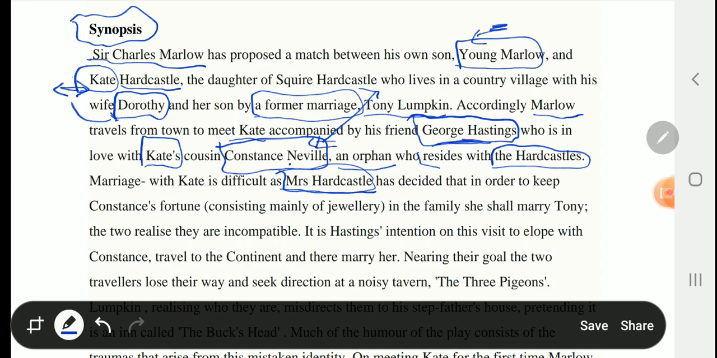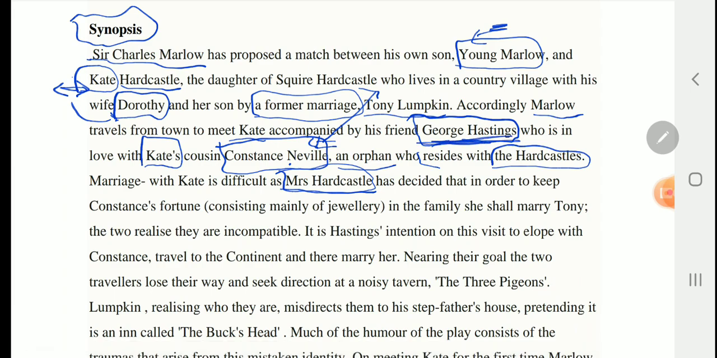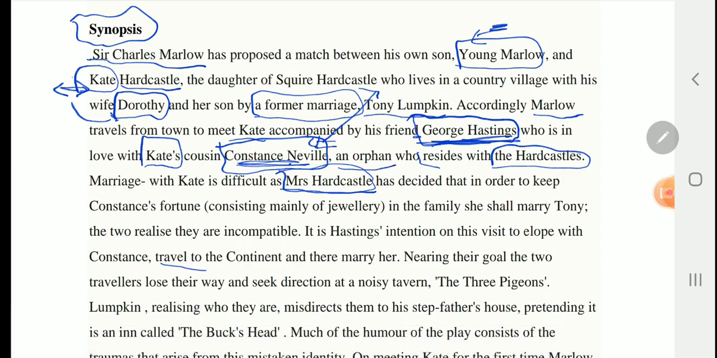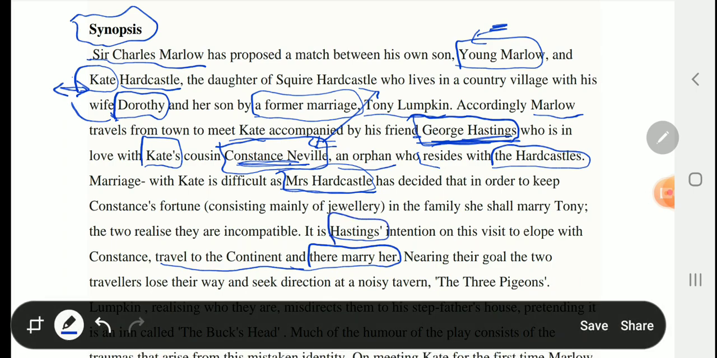But Tony and Constance Neville do not love each other. This is one of the reasons why George Hastings is coming to visit Constance Neville, because they both love each other, and they decided to run away and travel to different continents, and then marry. This is Hastings' main intention.